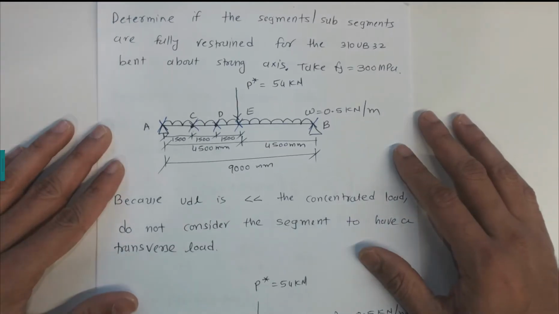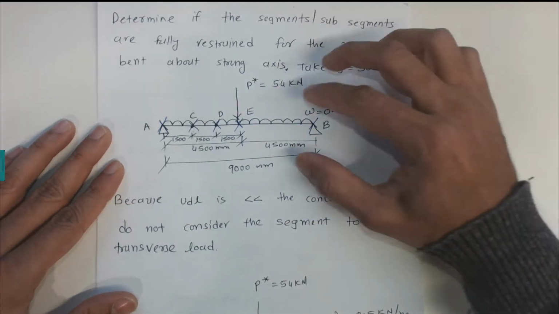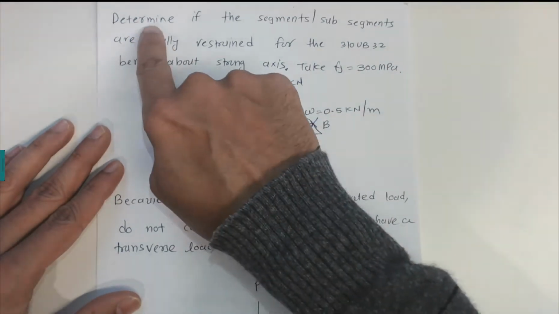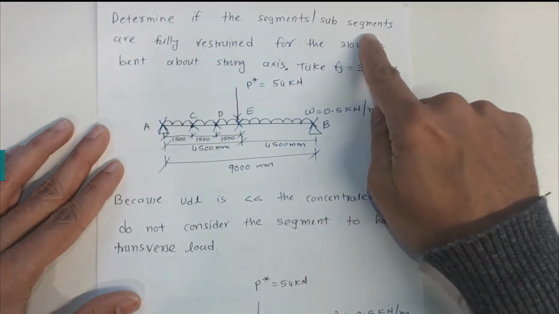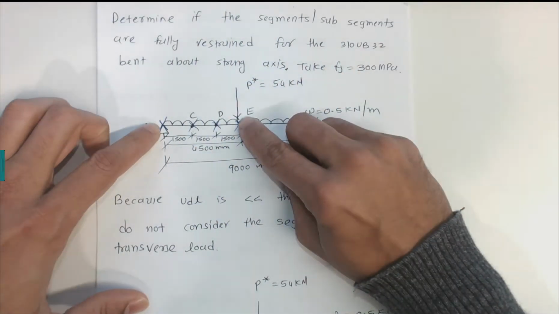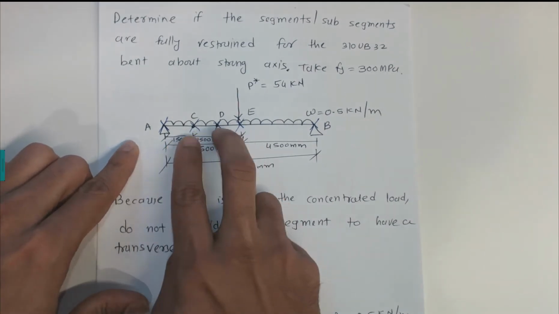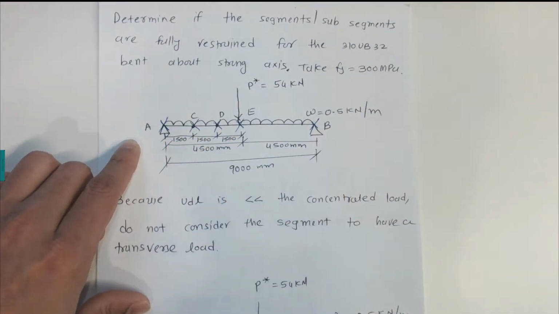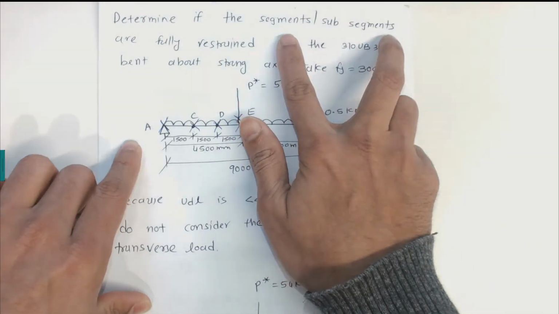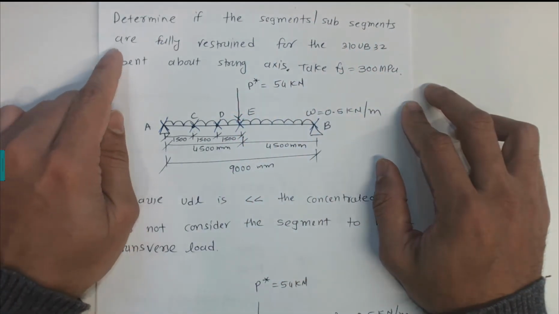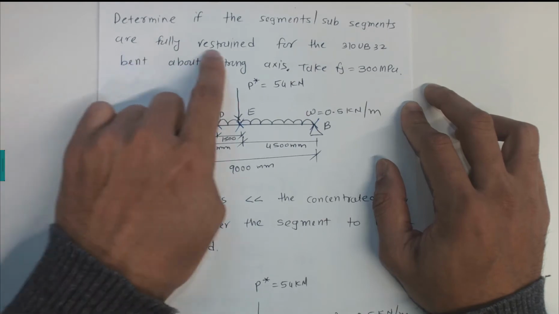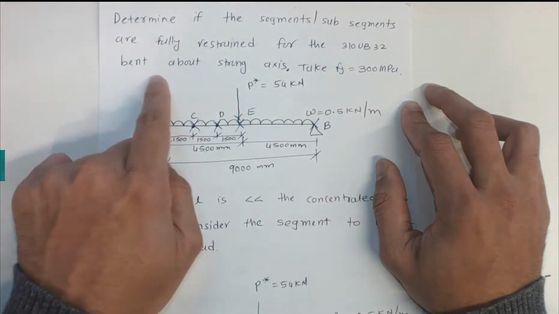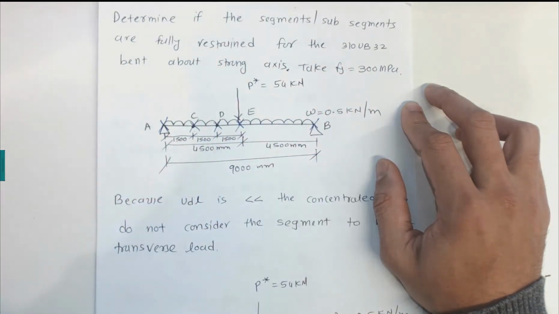This video explains how to find whether the beam is fully restrained or not, determining the segment and subsegment. So AE is a segment and AC, CD and DE are subsegments, or you can say EB is a segment. So that's how the classification of segment and subsegment works. Are fully restrained for 310 UB bent about strong axis.